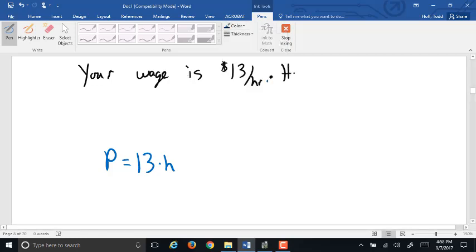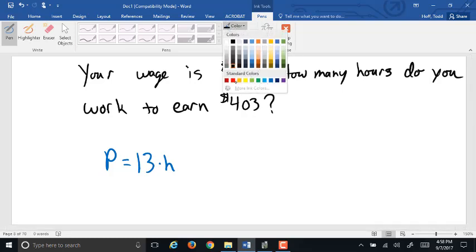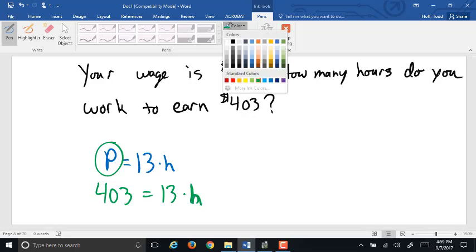So now let's finish writing out the question here. How many hours do you work to earn $403? Where's this 403 going to go? P, that's your pay. Now we know you don't receive that. This is gross pay, obviously. But the 403 does go in for your pay.